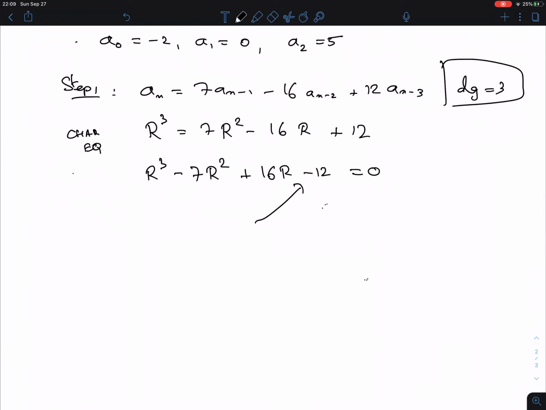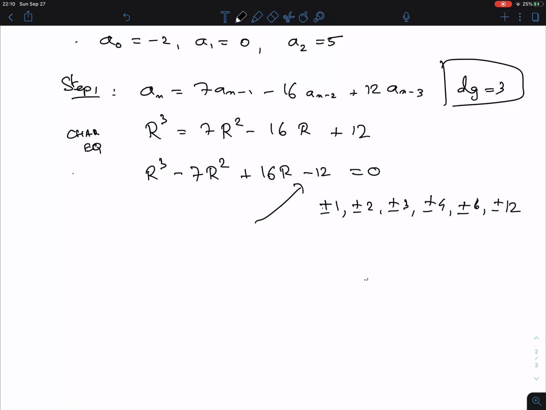That is plus minus 1, plus minus 2, plus minus 3, plus minus 4, plus minus 6. Oh my god, quite a lot, right? Plus minus 12. Let's hope that we don't have to look too long for it. If I plug in 1, what do I get? 1 minus 7 plus 16, 17 minus 19. That doesn't work. That's a pity, right?